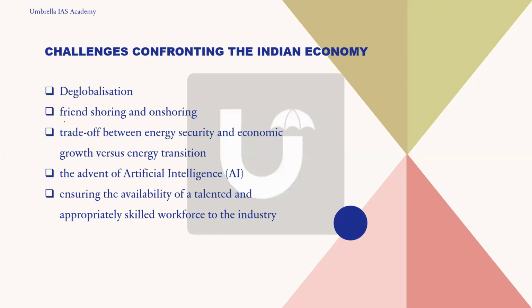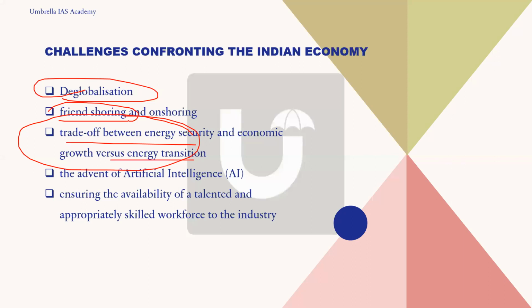And challenges, again. What they have mentioned in the review is especially deglobalization, that is, the fading of hyperglobalization, deglobalization, friend-shoring and onshoring. This word has been used. Let us see what friend-shoring and onshoring mean. They may ask in the exam as well as in the prelims. And the trade-off between energy security and economic growth versus energy transition. This is also a great challenge now, because energy transition is a great challenge for us as we are heavily dependent on coal.